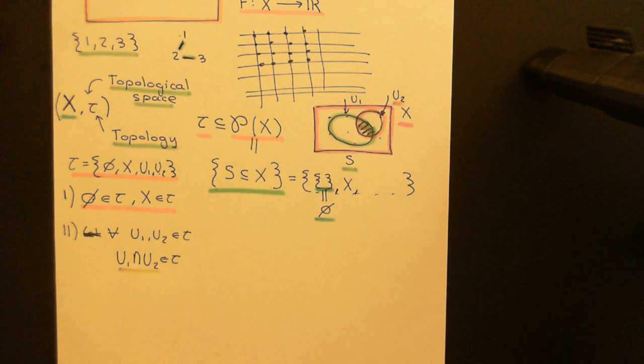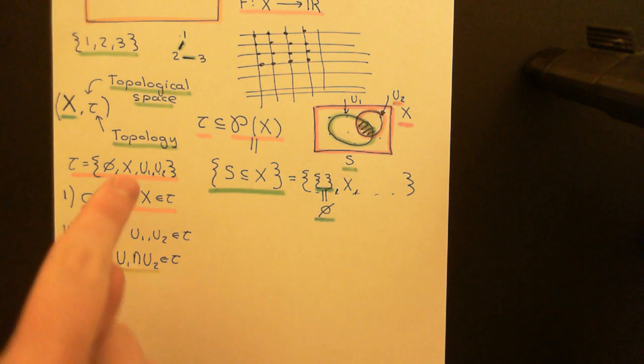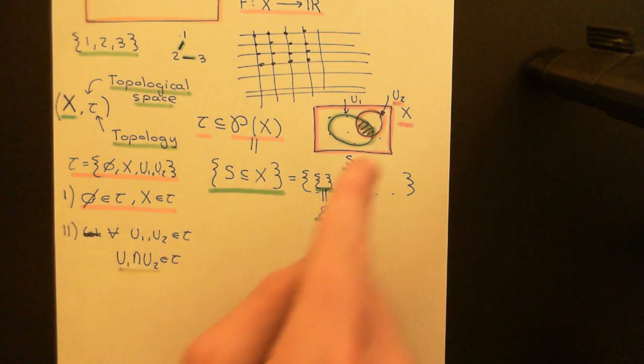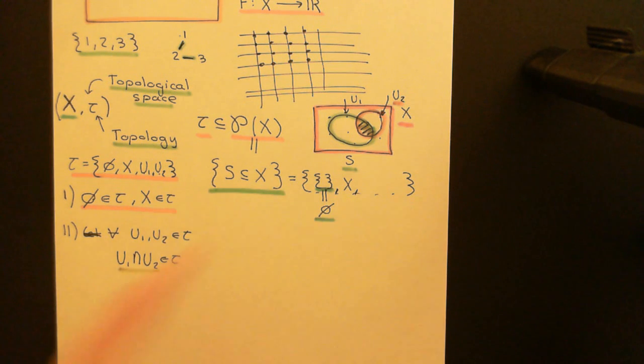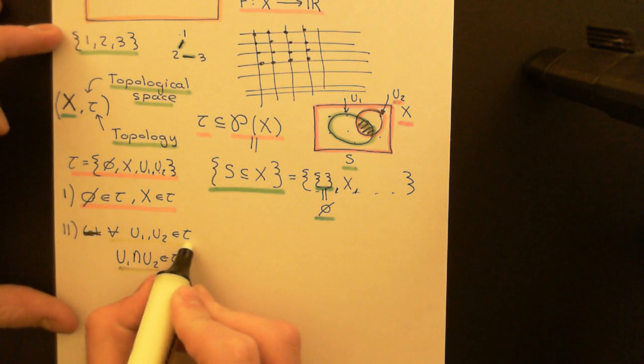So you better have picked those subsets carefully if you want this to be true. You can't just put two subsets of the set capital X in, and not also put their intersection in. You must make sure that their intersection is in there as well. Otherwise you're going to fail axiom number 2 here.